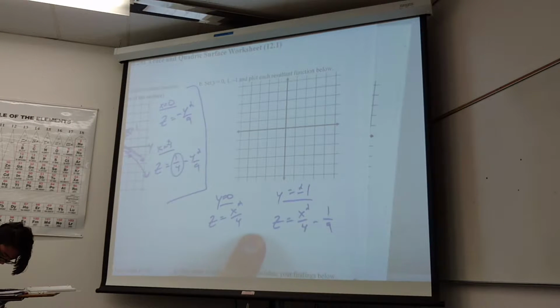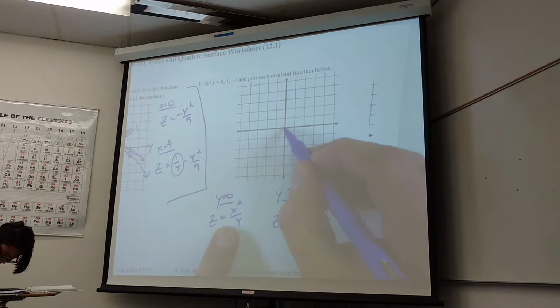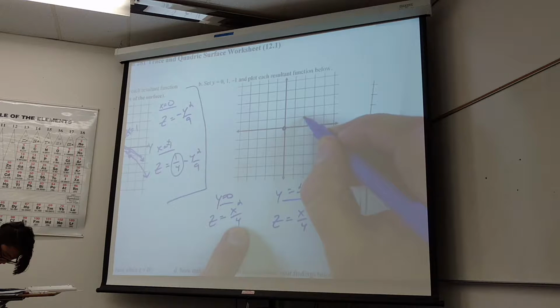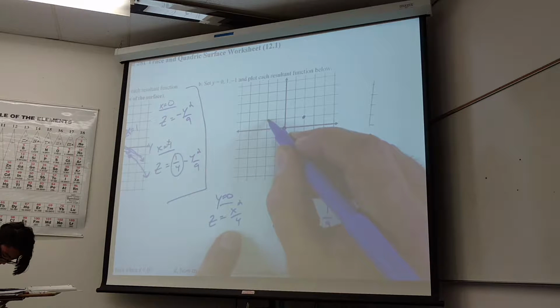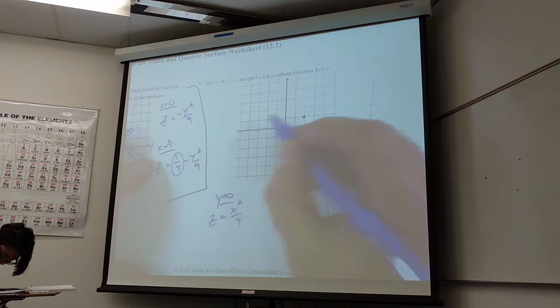So what about this guy? It's just going to be a bunch of up parabolas. So now x is 0, z is 0. When x is 2, z is 1. When x is negative 2, z is negative 1. Something like that. What am I trying to say? When x is negative 2, z is 1. There you go, Jeff.